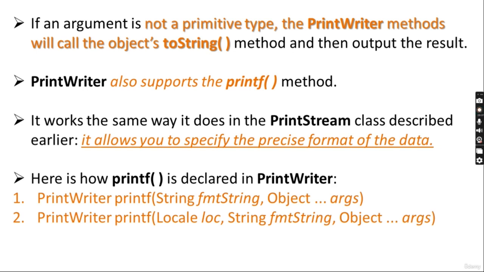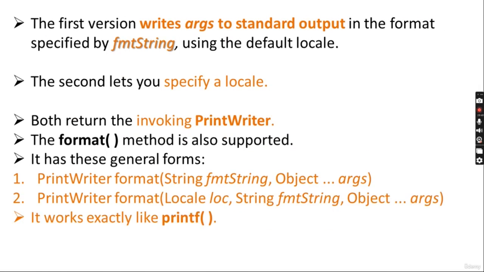Now we will see how printf is declared in PrintWriter. PrintWriter printf(String format, Object... args). PrintWriter printf(Locale loc, String format, Object... args). The first version writes arguments to standard output in the format specified by the format string using the default locale. In the second, we can specify a particular locale. Both return the invoking PrintWriter. The format method is also supported. It has these general forms: PrintWriter format(String format, Object... args) and PrintWriter format(Locale loc, String format, Object... args). It works exactly like printf.